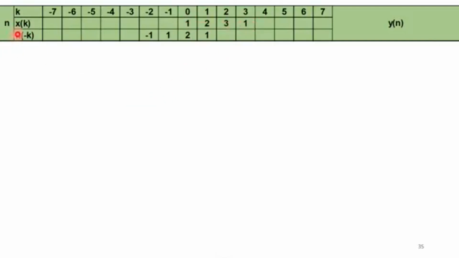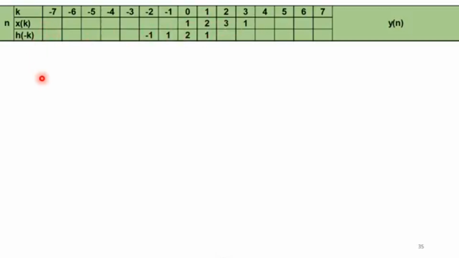And what we have done is we have folded the signal h of k to h of minus k as well, and we have placed the values as at -2 it is -1, at -1 it is 1, at 0 it is 2, and at 1 we have 1. So you can see that there is some overlap between xk and h of minus k.